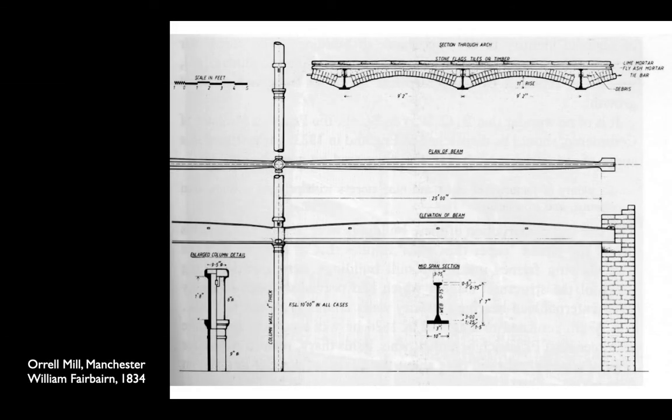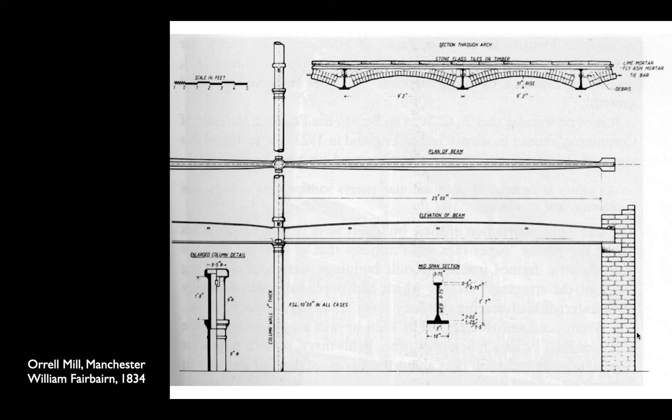Fairbairn puts this into practice. So here, Oral Mill in Manchester, cast iron beams sitting on cast iron columns. You can see that the proportion of the bottom flange to the top flange is 10 inches to 3.75. So taking advantage of cast iron's greater strength in compression, the top flange in compression is going to be smaller.